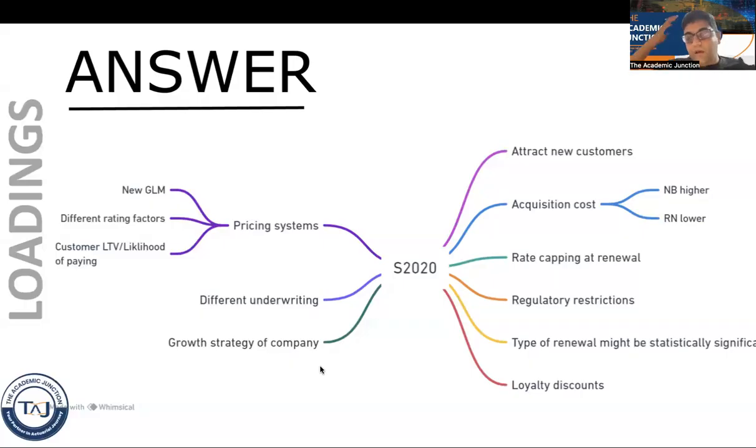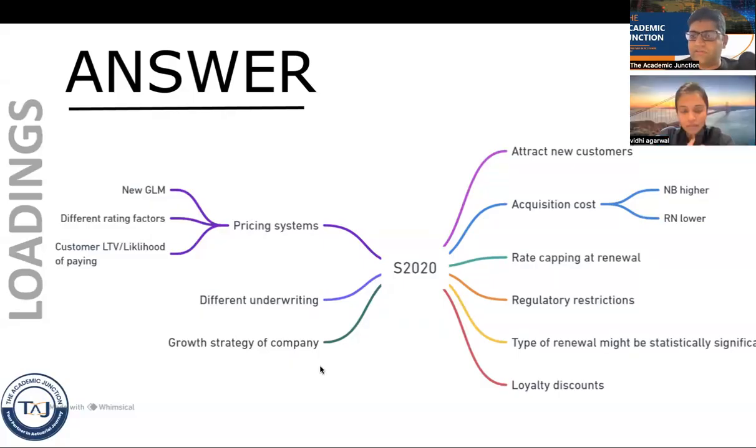For example, new business customers generally tend to shop around a lot more than renewing customers. Renewing customers have some inertia to not shop around and just renew, right? But with new business customers, there's always a tendency to shop around. So that is one reason why rates could be different, because if I have a tendency to shop around, the insurer has to cater to my needs, right?